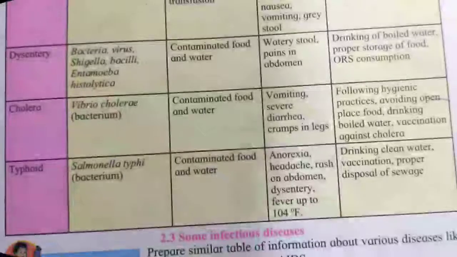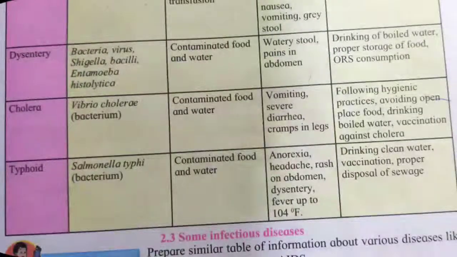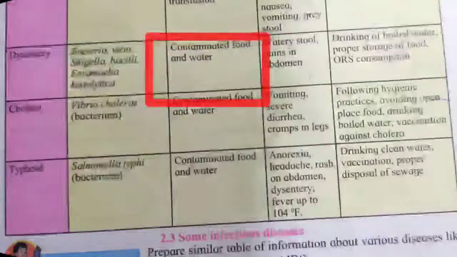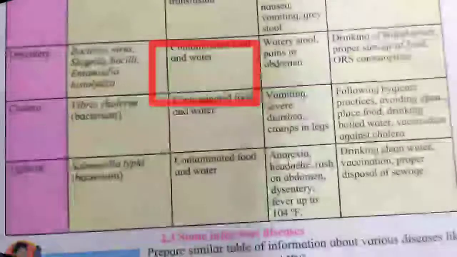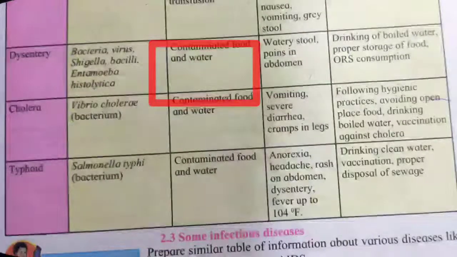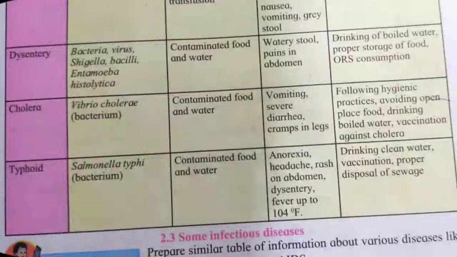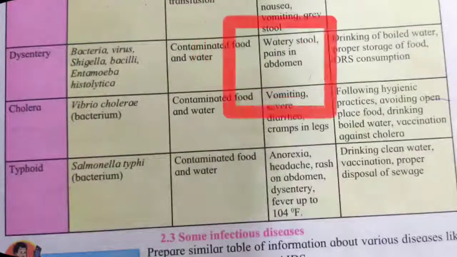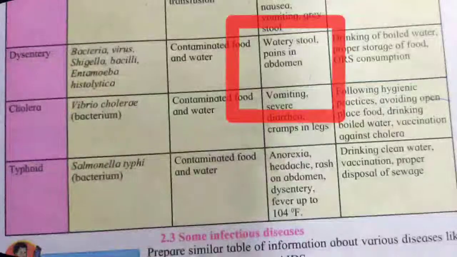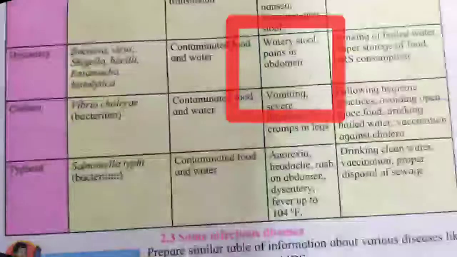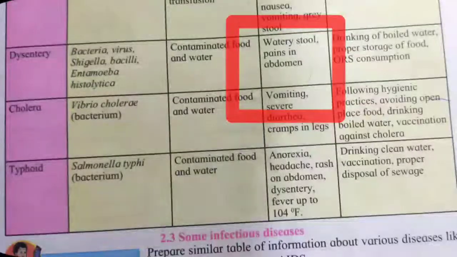After pathogens, we are going to know about its mode of infection. And the mode of infection of dysentery is contaminated water as well as contaminated food. जो दूषित अन्न है और दूषित पानी है वो रिस्पॉन्सिबल है डिसेंट्री के लिए. And about symptoms we can tell, the first symptom of dysentery is watery stool and pain in the abdomen.